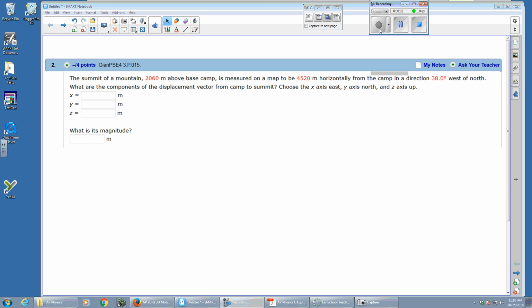We got a summit of a mountain this many meters above base camp, measured to be this horizontal distance from camp in this direction, west of north. And what are the displacements? We already know Z, right? 2060 meters, because Z is straight up, and they tell us it's that far above base camp. So, yay! We have one of the three answers.